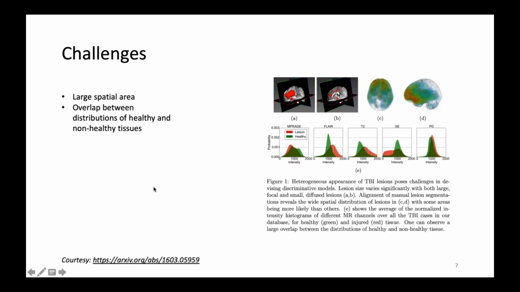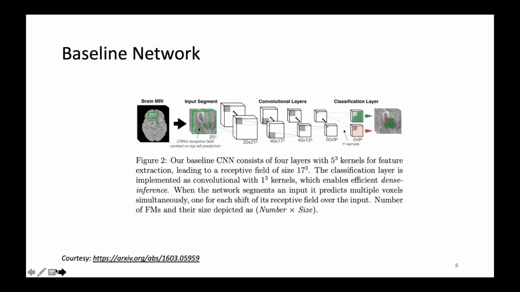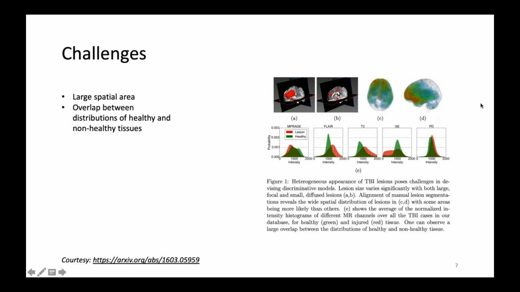So, challenges in detecting brain tumors or brain lesions. As you can see, it is a 3D image and very difficult to figure out which part of the brain is damaged. These are basically known images where doctors have manually pointed out the brain lesions.